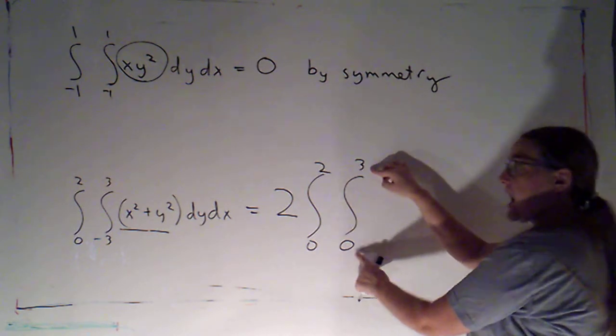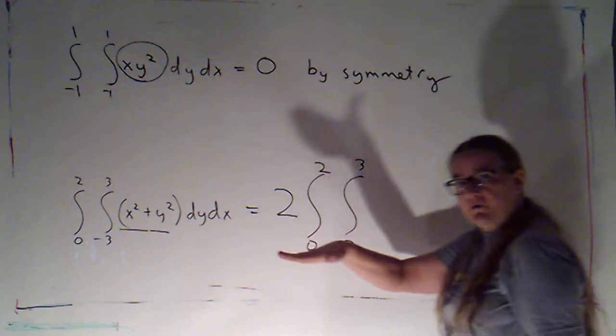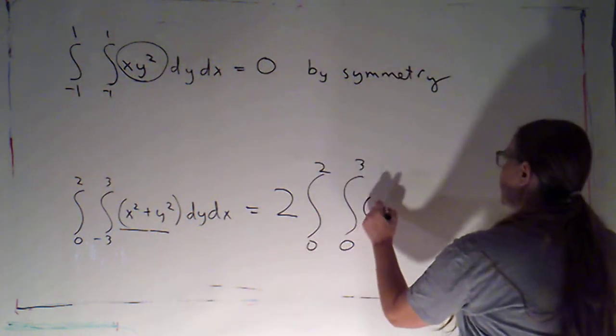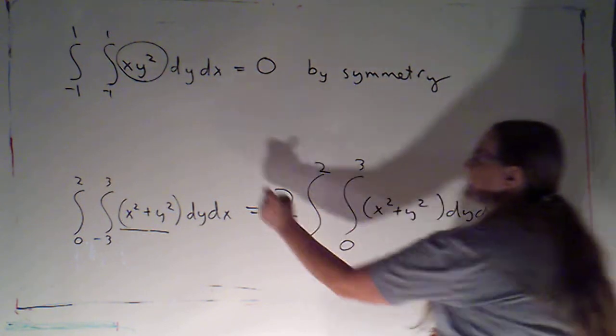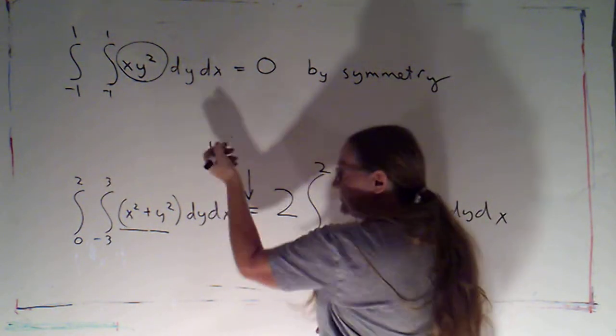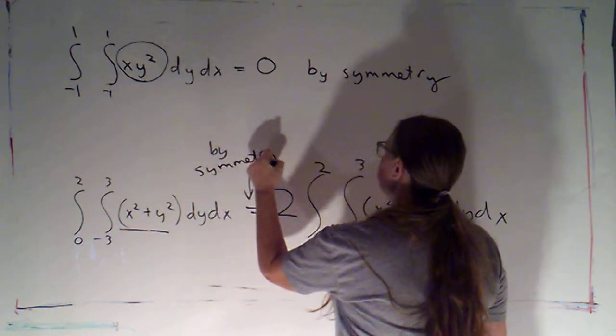To get just the top half, instead of y going from -3 to 3, I'm just going to go from 0 to 3. And then we've got x squared plus y squared dy dx. And I would want to, just to show my work, say that I'm doing this by symmetry.